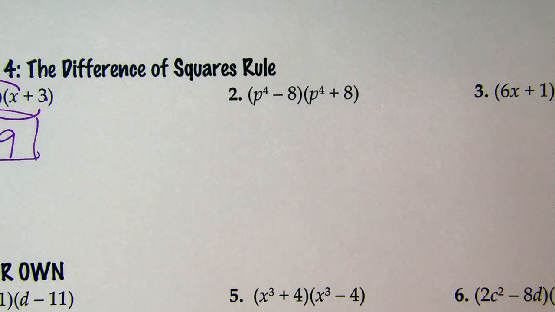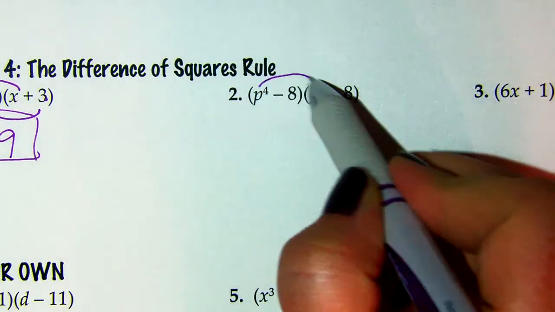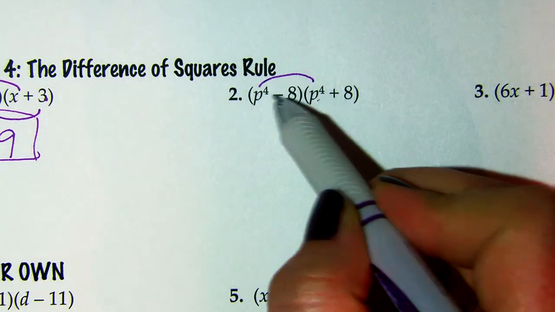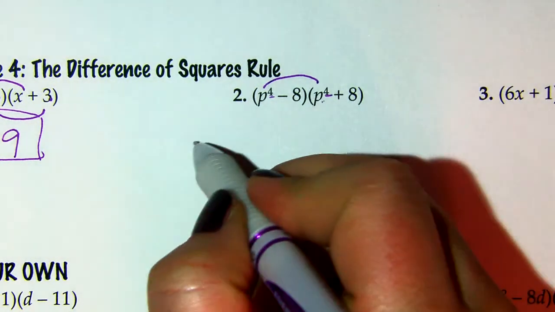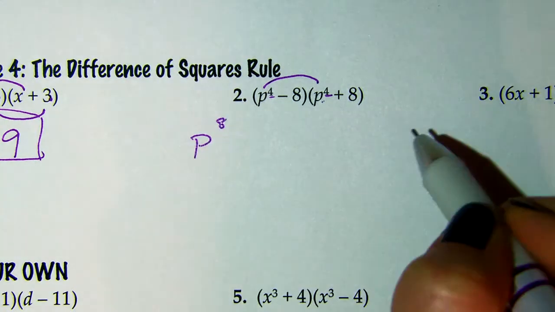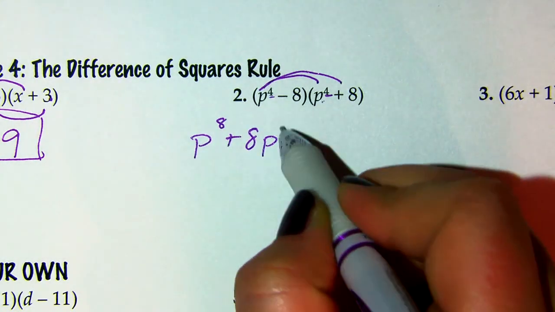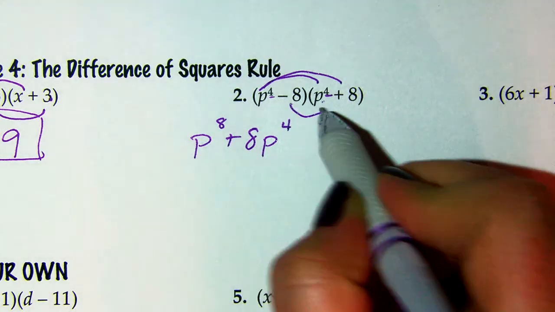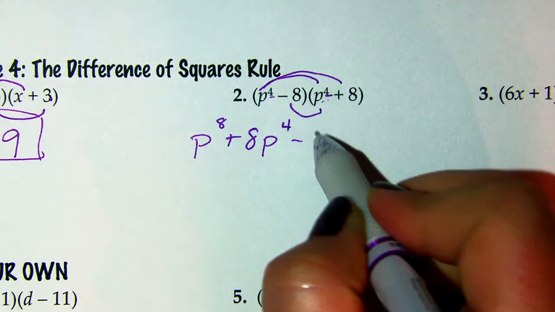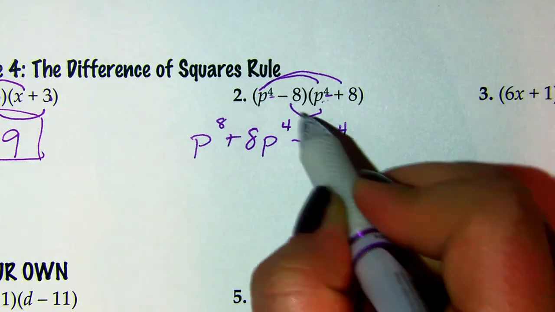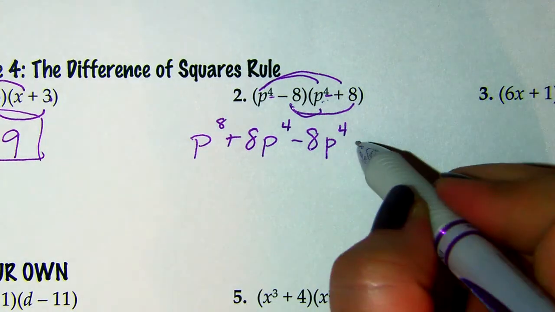So we can distribute p to the 4th power times p to the 4th power. Remember, you add exponents there. Then p to the 4th times 8 is 8p to the 4th. And then the negative 8, distribute that. You get negative 8p to the 4th. Negative 8 times positive 8 is negative 64.